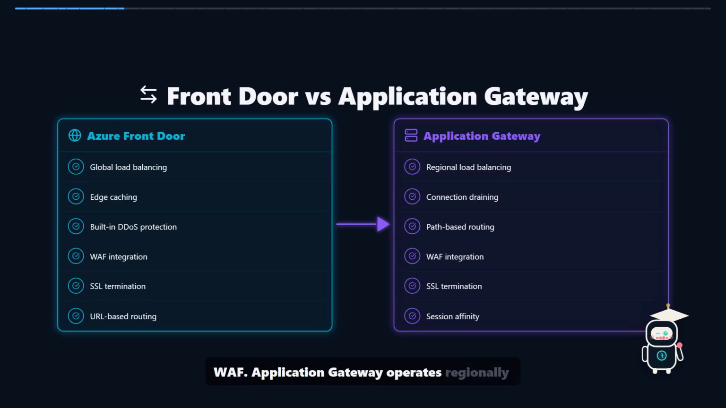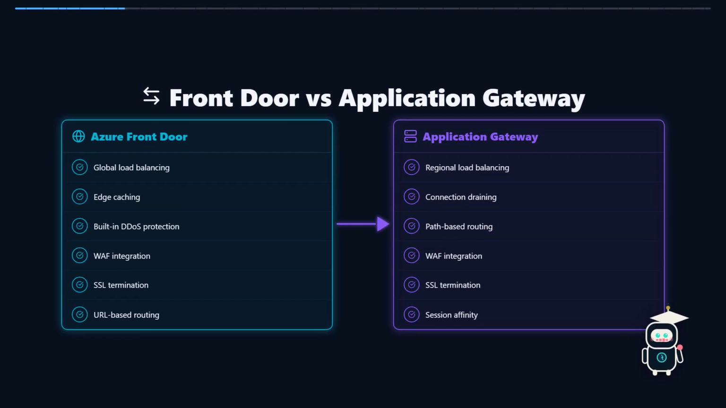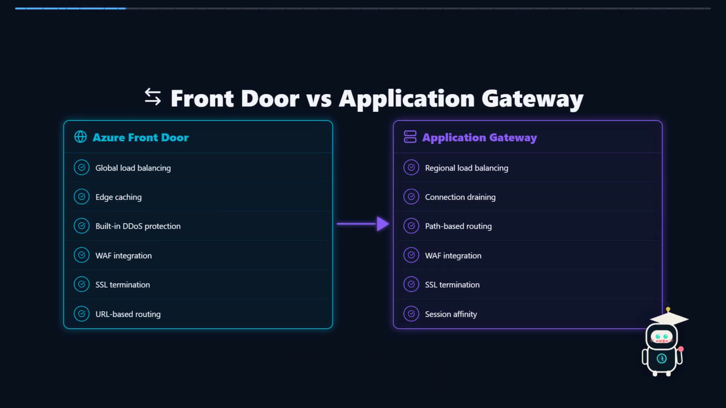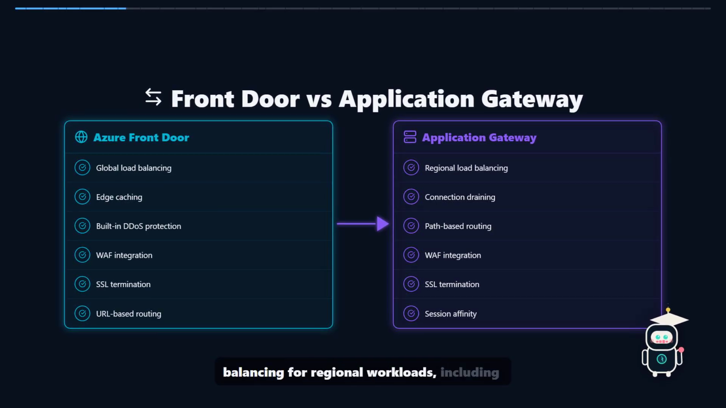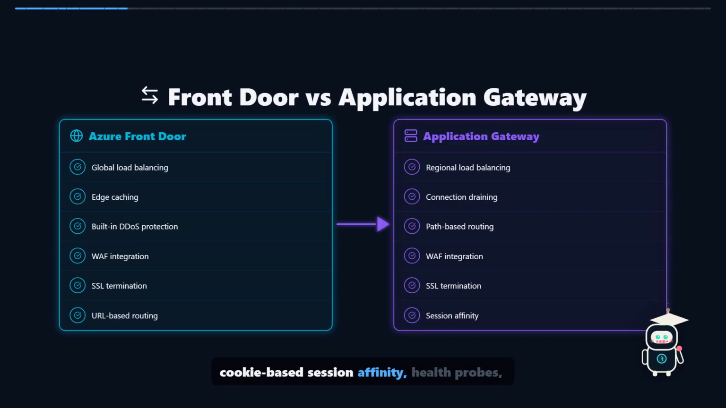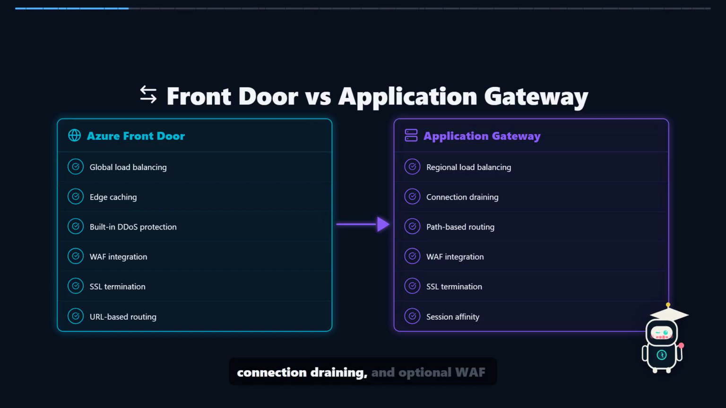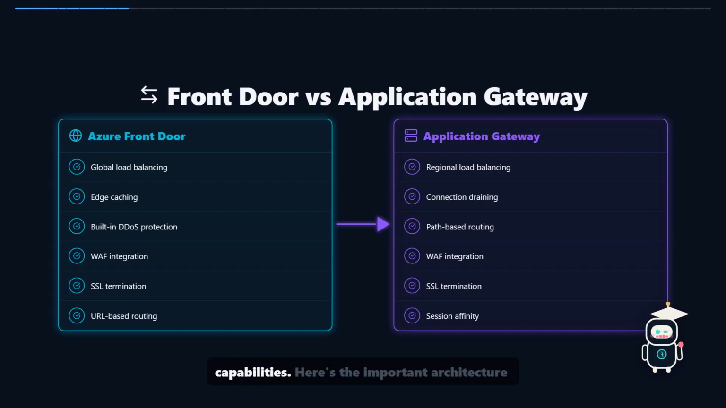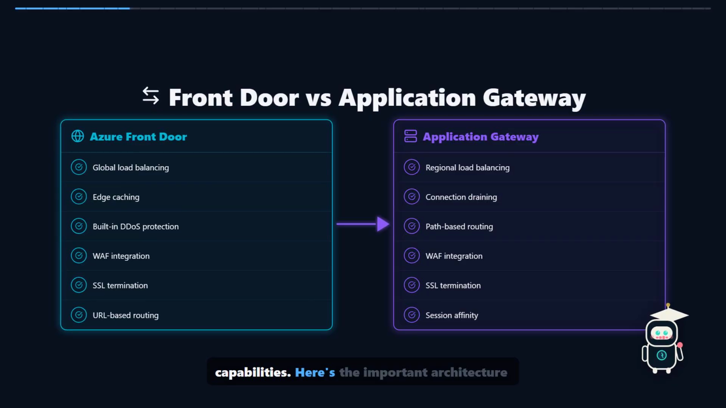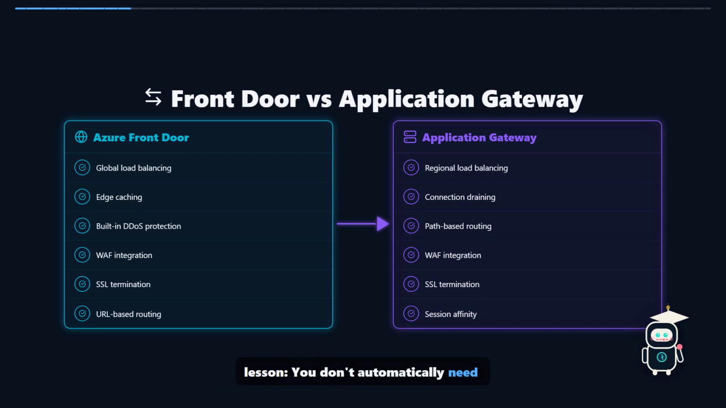Application Gateway operates regionally inside your Azure networking architecture. It provides Layer 7 load balancing for regional workloads, including URL path-based routing, TLS termination, cookie-based session affinity, health probes, connection draining, and optional WAF capabilities. Here's the important architecture lesson. You don't automatically need both.